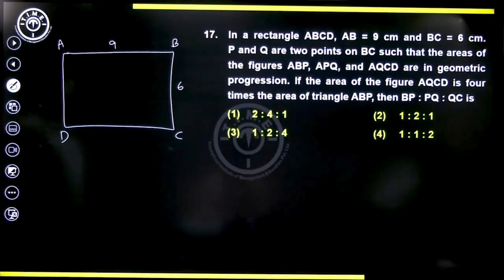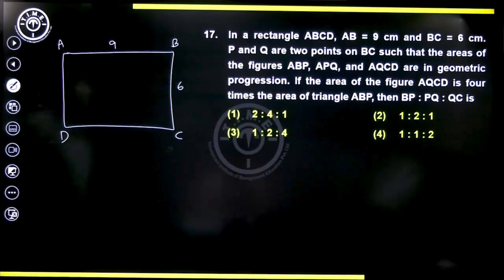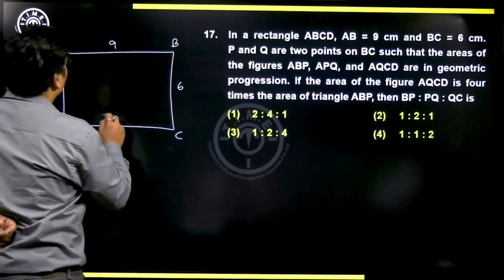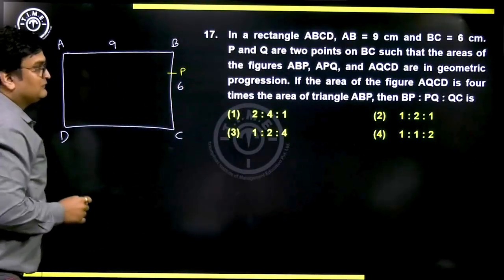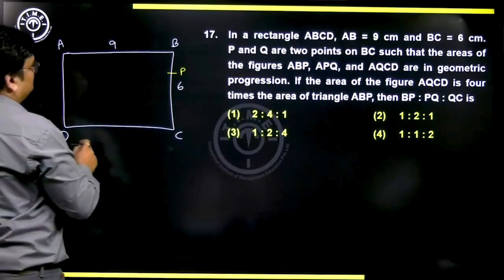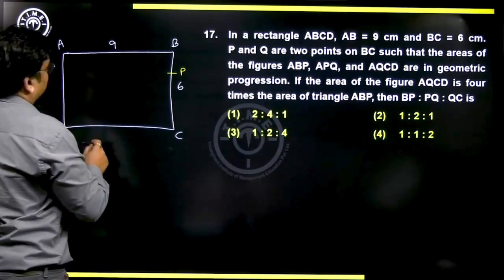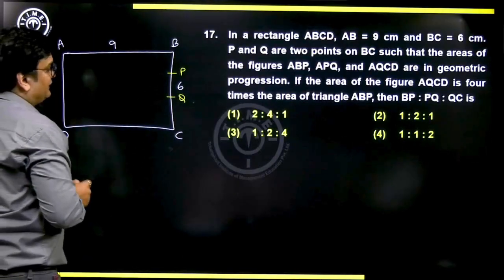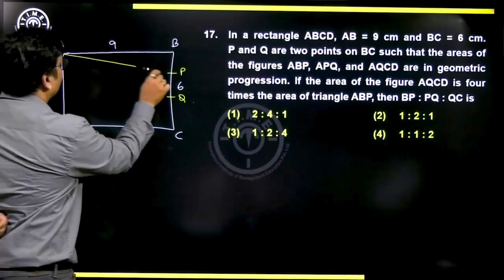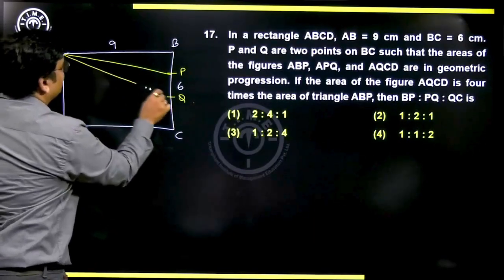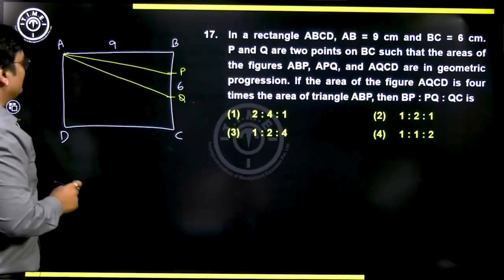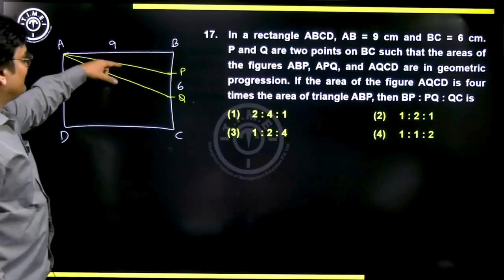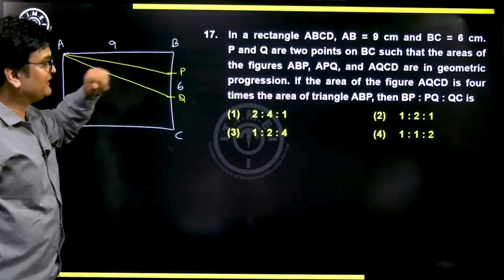P and Q are points on BC such that the areas of ABP, APQ, and AQCD. If you just notice, APB will be this right angle triangle, APQ will be this second triangle, and AQCD will be this quadrilateral. They are in GP. The areas of these three are in geometric progression.